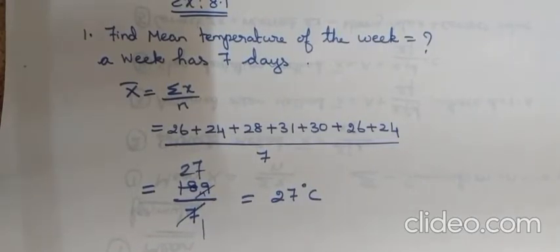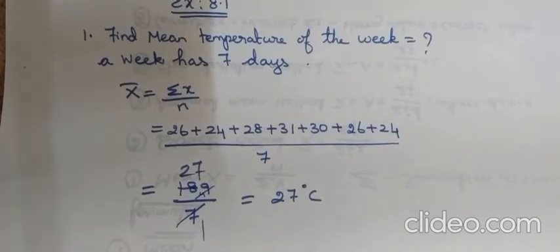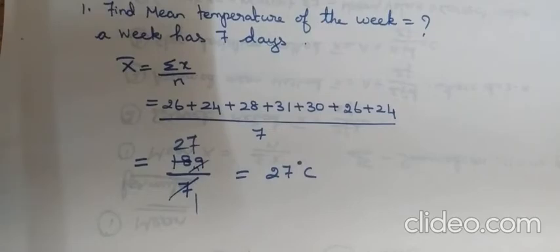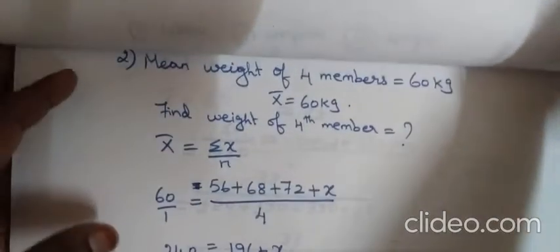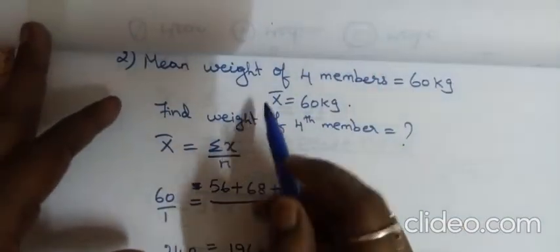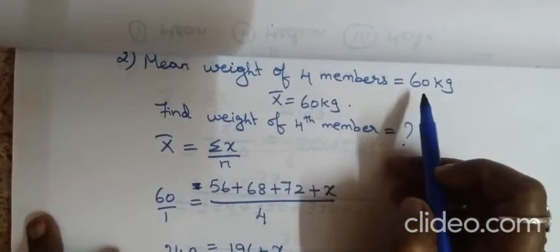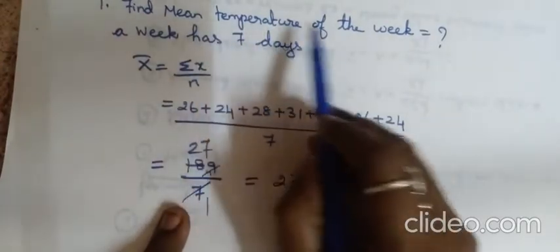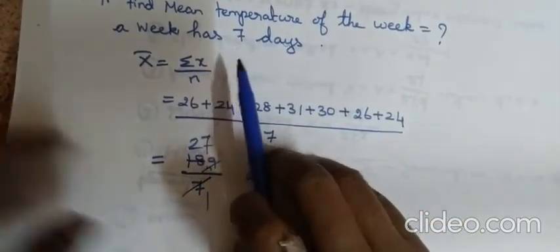We'll move on to the second question. The mean weight of 4 members of a family. Same textbook, same page number. Mean weight of 4 members. In this question, they asked us to find out the mean. They have given the values.